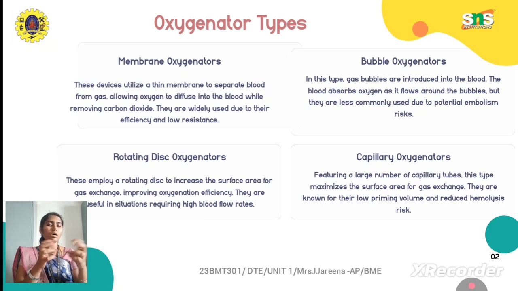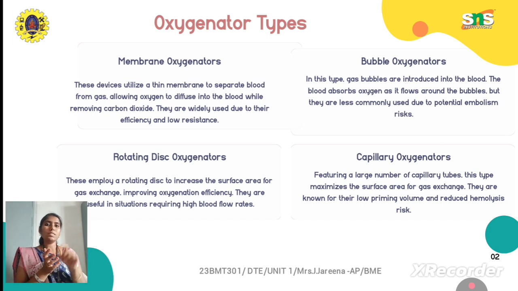Through this, the two gases are exchanged, because the large bubbles have a large surface tension, so the CO2 from the blood gets removed, and small bubbles have lower surface tension, so the higher concentration of oxygen from the bubbles goes into the blood. This is how the gas exchange takes place. But bubble oxygenators are less common because they result in some embolism risk, some gas or air embolism, which ends up with other consequences. That is one of the main drawbacks of bubble oxygenators.